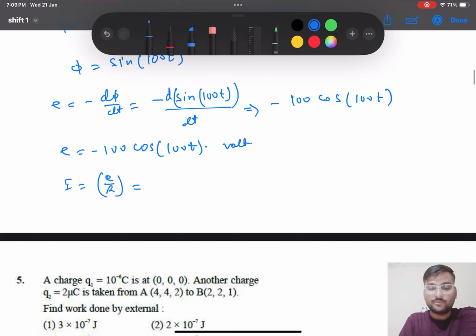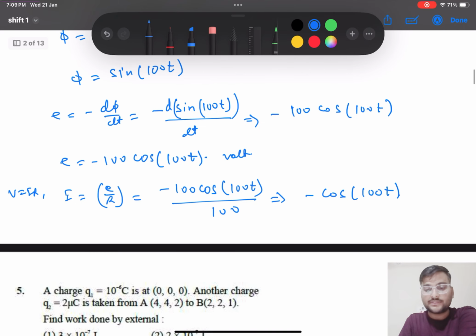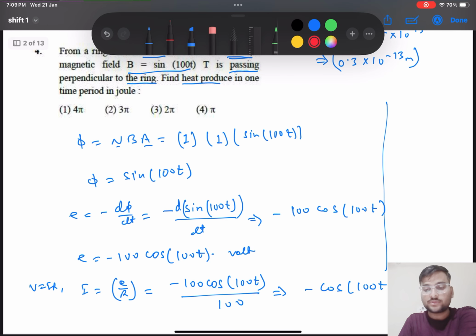So the E value becomes minus 100 cos 100 t volt. Now the current is equal to E by R. The formula we know is V is equal to IR, so current is equal to E by R or V by R. That is minus 100 cos 100 t divided by 100, which equals minus cos 100 t. So this is the current we get from here.